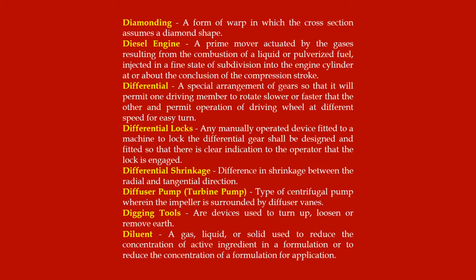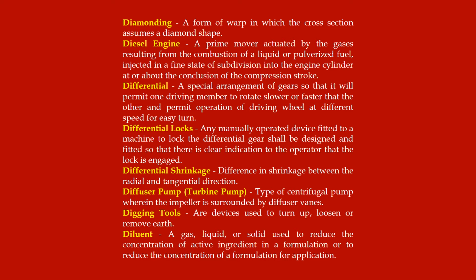Differential locks. Any manually operated device fitted to a machine to lock the differential gear shall be designed and fitted so that there is clear indication to the operator that the lock is engaged. Differential shrinkage. Difference in shrinkage between the radial and tangential direction. Diffuser pump or turbine pump. Type of centrifugal pump wherein the impeller is surrounded by diffuser vanes.